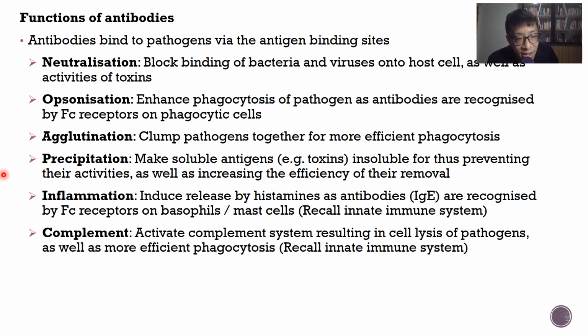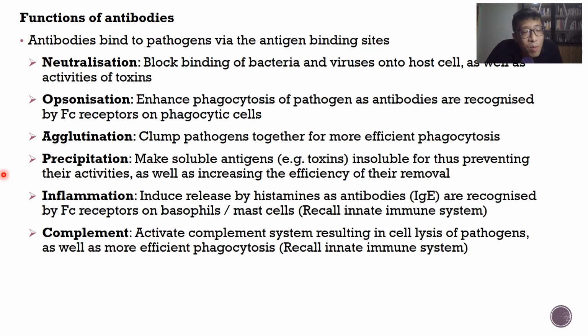And then the antibodies can also induce the release of histamines by the mast cells or the basophils, and that would then enhance inflammation. Again, this is via the binding of the constant region to the FC receptors on the basophils and mast cells. And one last one, the antibodies can also activate the complement system, so that would make the clearance and killing of the pathogens more efficient.